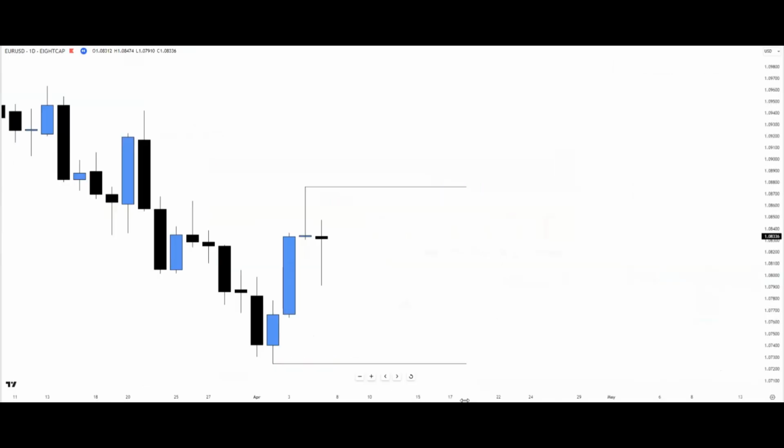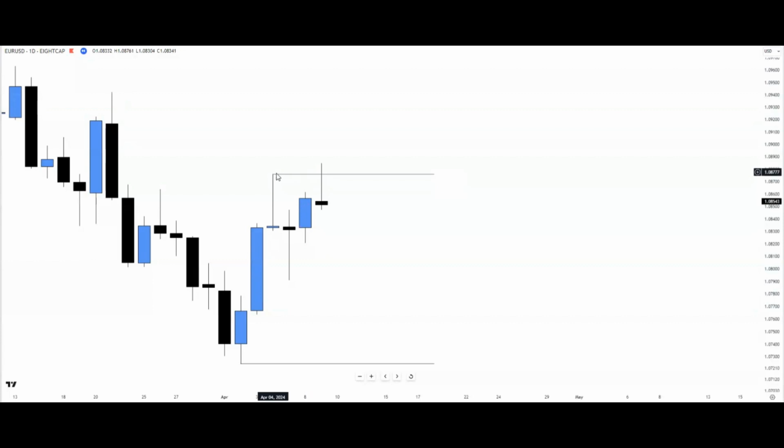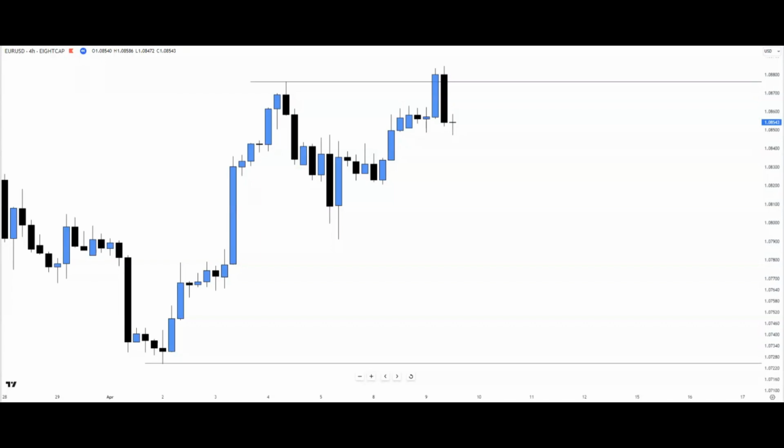So here on the Euro USD on the daily time frame, you can see we've identified a swing high and a swing low. So let's see what price does. So we can see how price traded all the way to this particular swing high and reacted quickly away from it. So now we drop to the lower time frame, in this case the 4 hours, and we can see a break of structure right there.